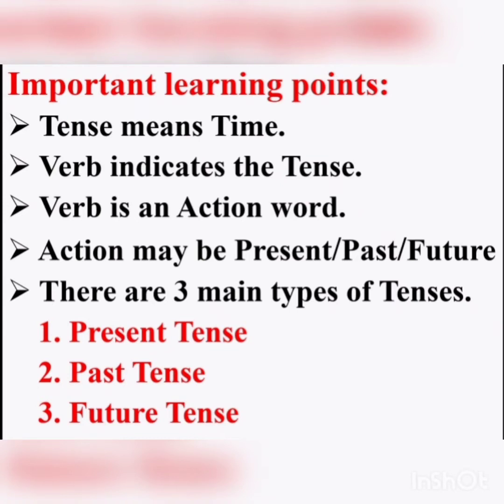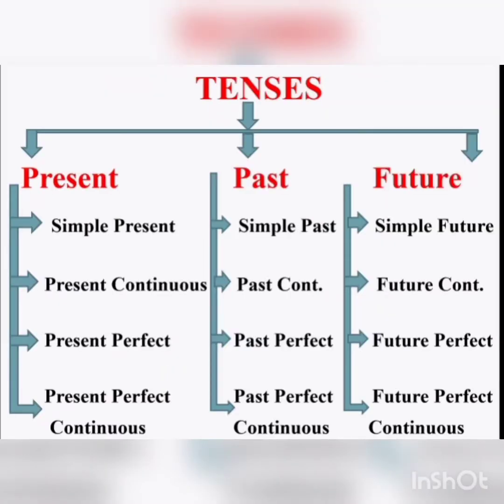First one is tense, that means time. Next one is verb, indicates the tense. Verb is an action word. அதாவது நம்ம தமிழில் வினைச்சொல் அப்படின்னு சொல்லுவோம். Action may be present, past or future. Hence, there are three main types of tenses: present tense, past tense and future tense.